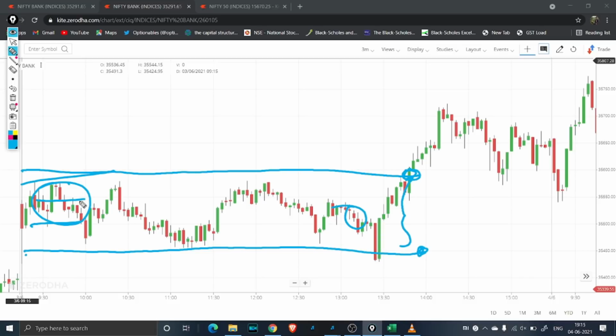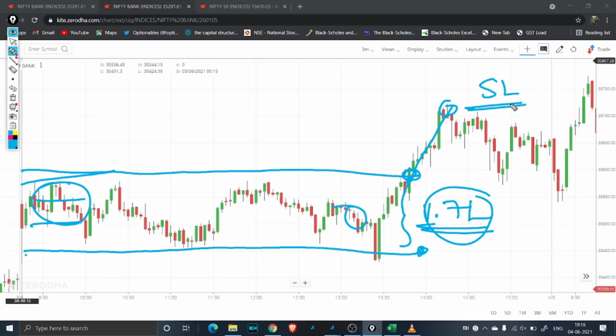We also had entered in the morning, and we were at a profit of somewhere close to 1,70,000 at this point. Around 1:30 we were at a profit of 1,70,000, and as the market started shooting up, our stop loss got triggered. So key points: one is entering the trade, I'll just note it down. Two is stop loss triggered.